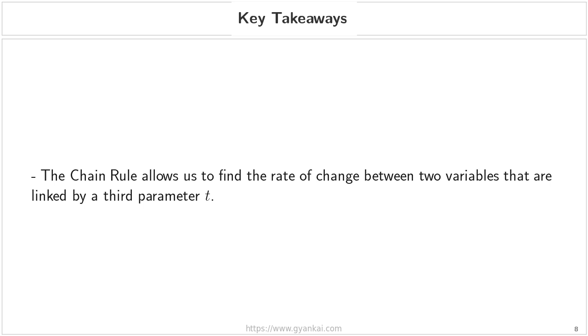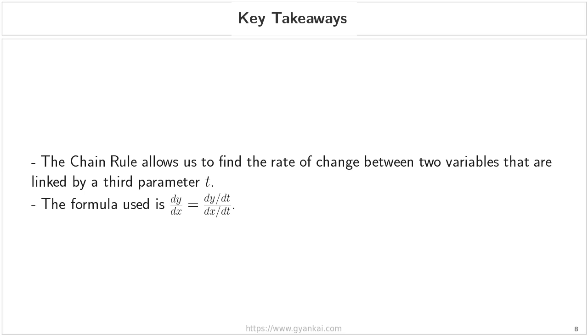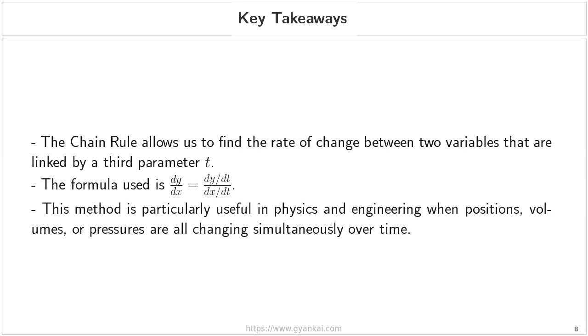time, denoted as t. To do this, we use the formula where the derivative of y with respect to x is equal to the derivative of y with respect to t, divided by the derivative of x with respect to t. As we saw in our particle motion example, this method is incredibly practical.